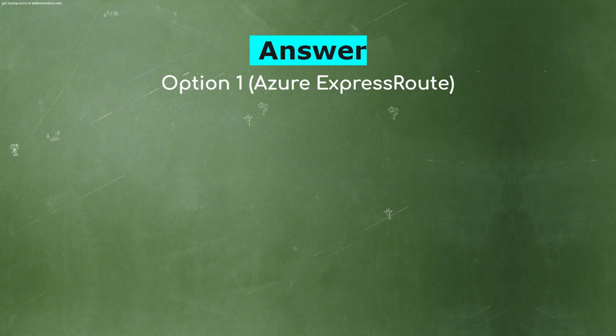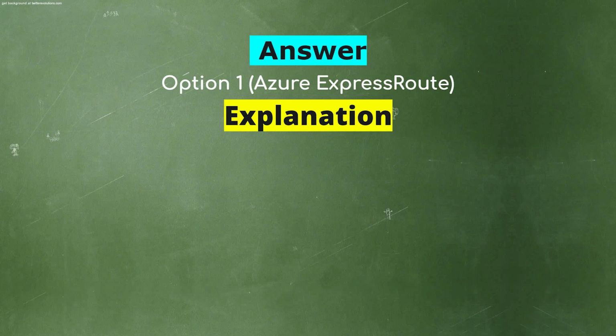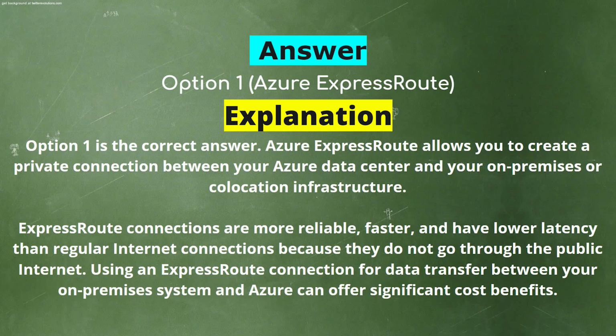Azure ExpressRoute. Explanation. Option 1 is the correct answer. Azure ExpressRoute allows you to create a private connection between your Azure data center and your on-premises or colocation infrastructure. ExpressRoute connections are more reliable, faster, and have lower latency than regular internet connections because they do not go through the public internet. Using an ExpressRoute connection for data transfer between your on-premises system and Azure can offer significant cost benefits.